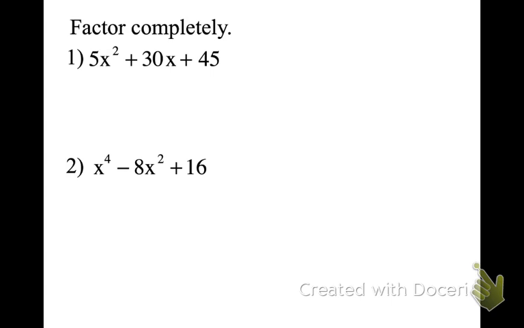So let's go with Karen. Is there a GCF in the first problem? Yes, it's 5. So when I factor out of 5, what's left? 5 times the quantity of x squared plus 6x plus 9. Okay, now can x squared plus 6x plus 9 be factored?